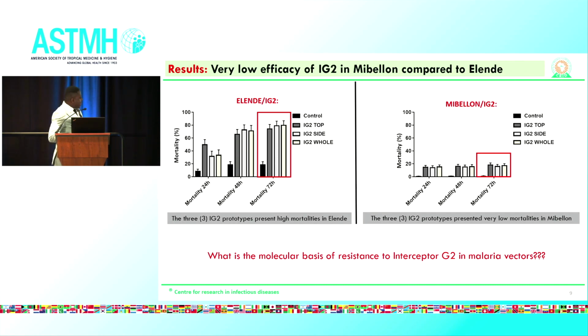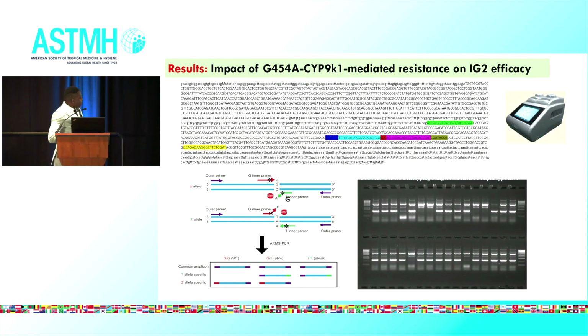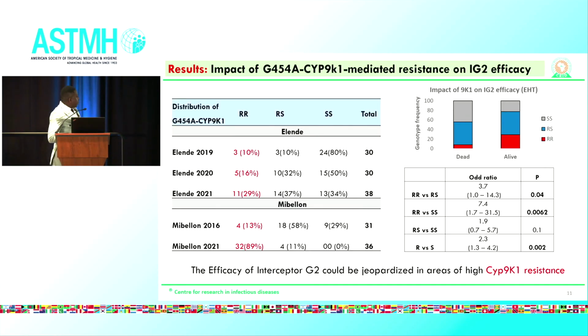So we wanted to see here what could be the molecular drivers of resistance to this net in a location like Nebelong. And we have a PhD student in our group who detected a mutation in the 91 gene and showed that the mutation was significantly associated with pyrethroid resistance. So we wanted to see what its contribution is to the failure or reduced susceptibility to Interceptor G2. And you can see here that most of the alive mosquitoes have these resistance markers compared to the dead ones, showing that this marker is potentially contributing to the low efficacy of Interceptor G2.